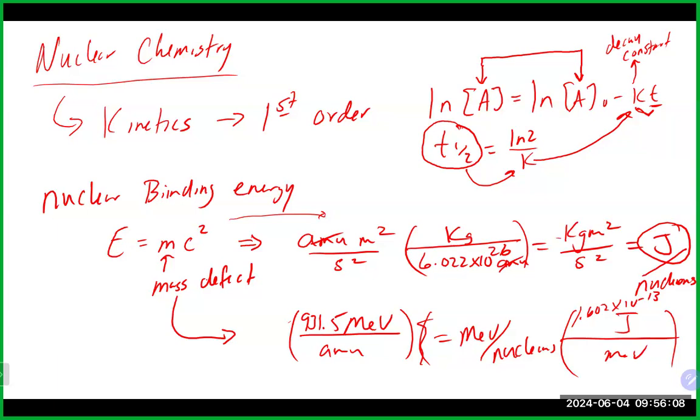Nuclear binding energy per nucleon, as we talked about last time, is another measure of stability. The larger the binding energy per nucleon, the more stable that isotope will be. So that, again, is another measure of stability. Any questions on any of that there?